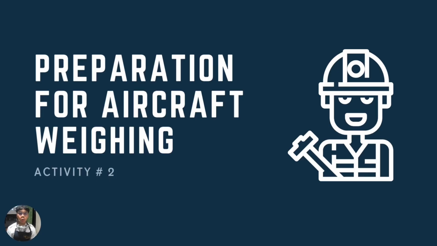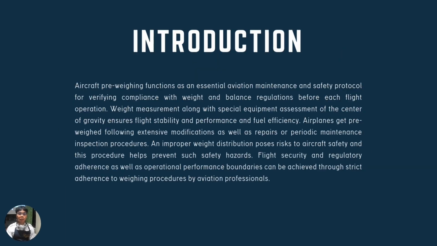Now moving on to the next activity, called preparation for aircraft weighing. Introduction. Aircraft weighing is a critical procedure in aviation maintenance. It ensures that an aircraft complies with weight and balance regulations, which directly impact flight stability, fuel efficiency, and overall performance. This process is especially important after major modifications, repairs, or scheduled maintenance. Incorrect weight distribution can compromise flight safety, making accurate weighing an essential part of aircraft operations.